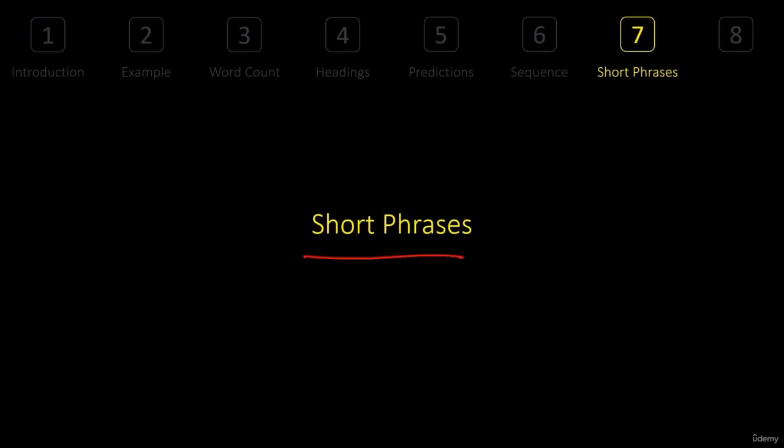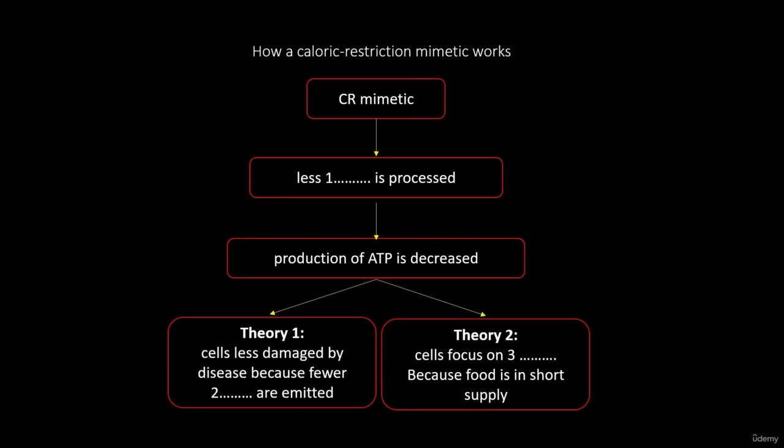Now, this is not a tip actually, this is something that you should be cautious about. If you look at the sentences, actually these are not even complete sentences, these are phrases. This is not a full sentence. Something less is produced. So it's a very short phrase. You cannot expect a full sentence in a flowchart.